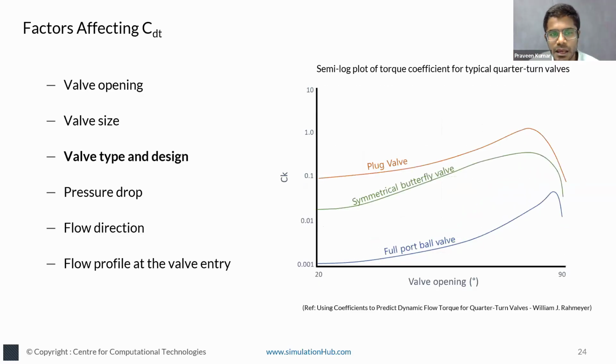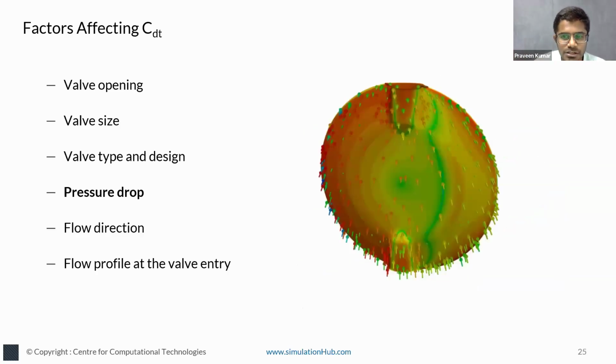And then again the valve type and the design will also define the pattern of the curve. You'll see that even within a valve type like butterfly valve, a symmetrical butterfly valve has a different type of curve, and offset valves will have a different type of curve. Then the pressure drop. This will not affect the CDT per se, but the torque value. How the pressure force is acting on the surface of the valve or the rotating member will have an impact on the value of dynamic torque.